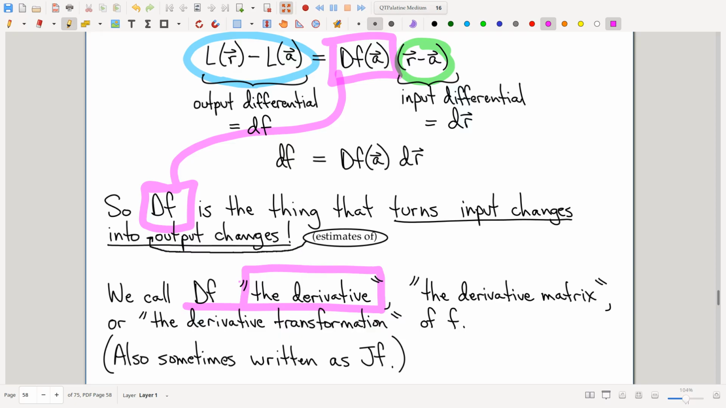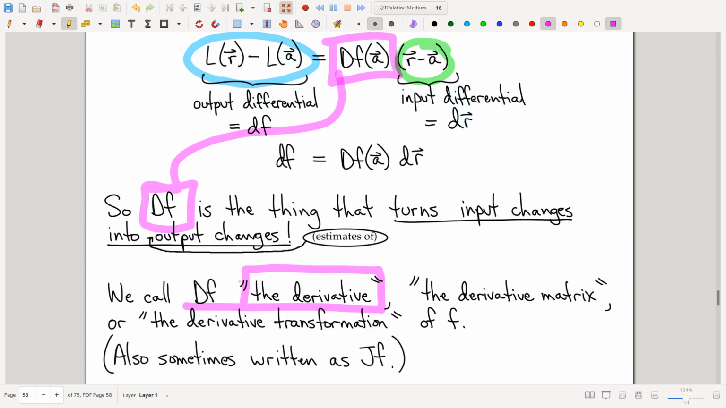Again, partial derivatives, yes, and so on. But fundamentally, what a derivative is in a multivariable vector-valued context is not a scalar. It turns input changes into output changes, and those are both vectors. So df is a matrix. So anyway, it's a new point of view.